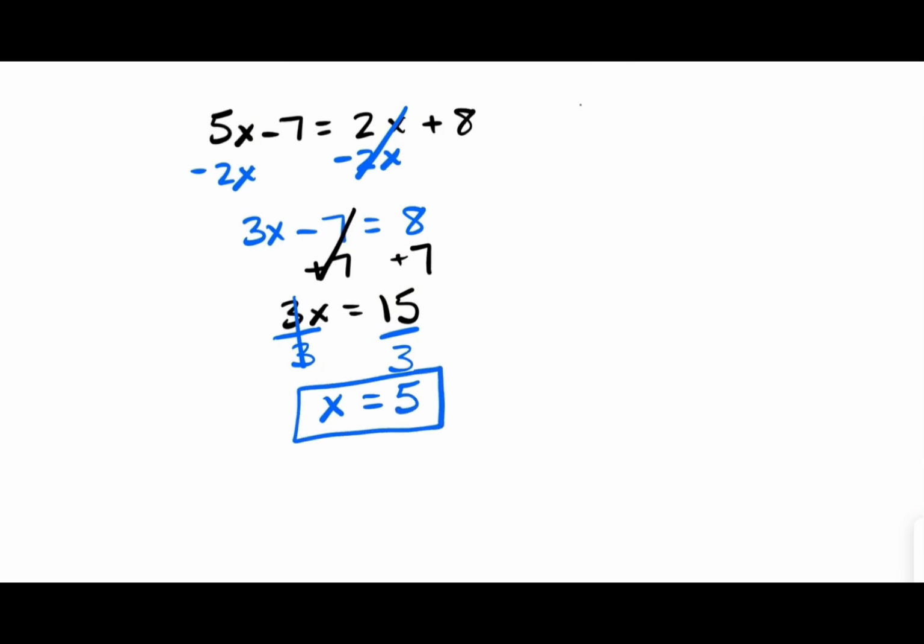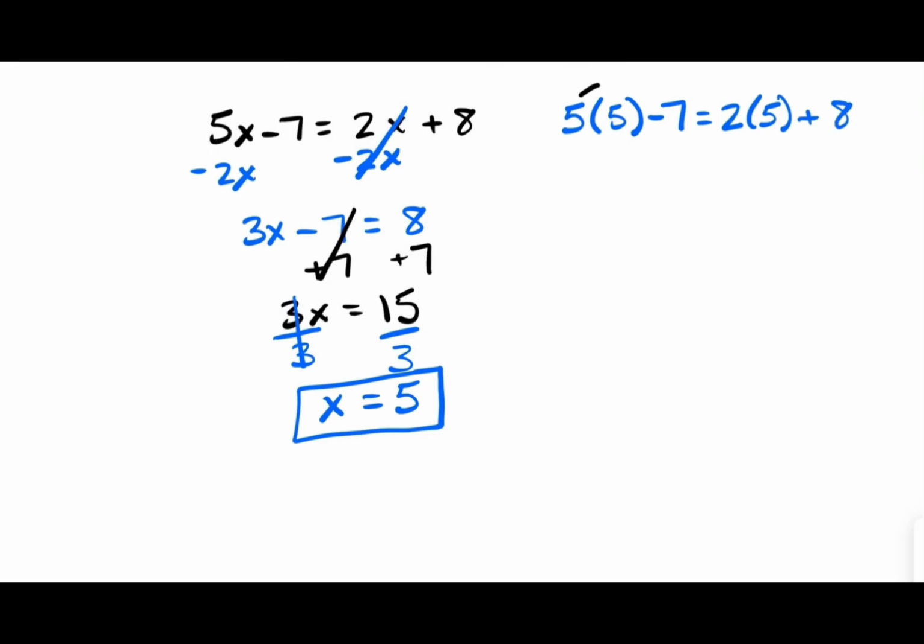But let's go ahead and check that. So what we're going to do is plug our x value into our original equation. So we have 5x, and we know that x equals 5 now. This shows that I'm going to be multiplying. Minus 7 equals 2x, so again the x is 5, plus 8. So now let's go ahead and solve this.